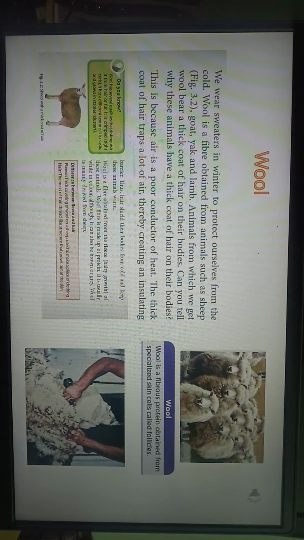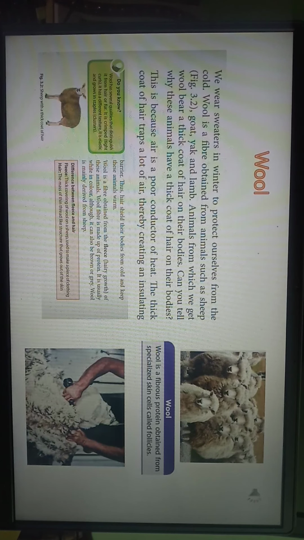What have you seen? You must have seen that on their body they have a thick coat of hair, isn't it? What is it? It is the wool only. Okay, and can you tell me why these animals have a thick coat of hair on their body?